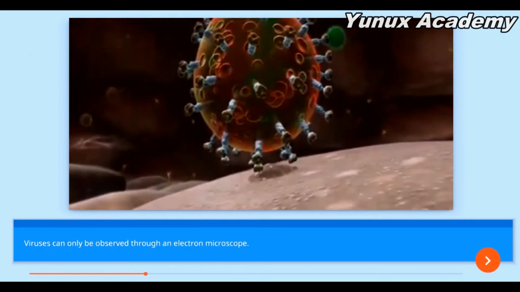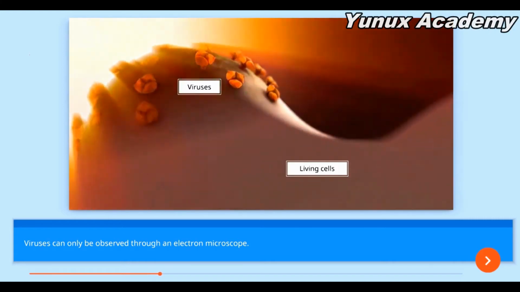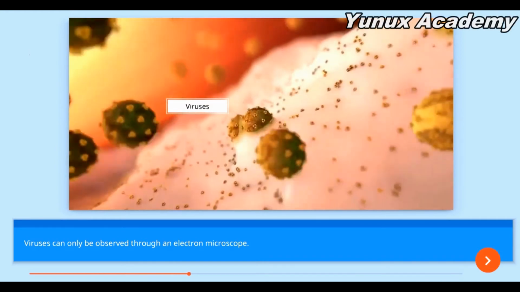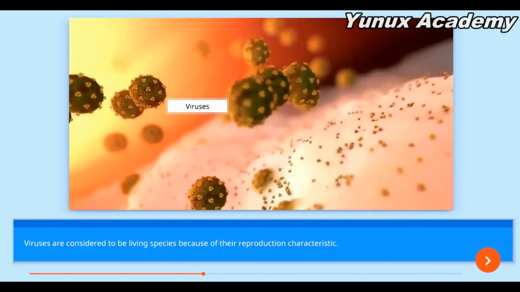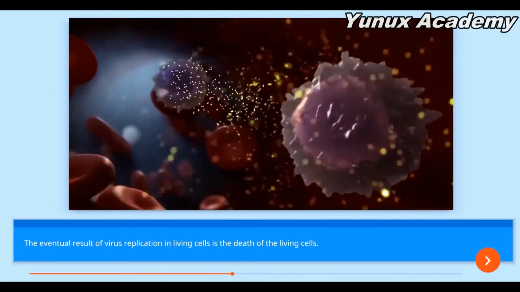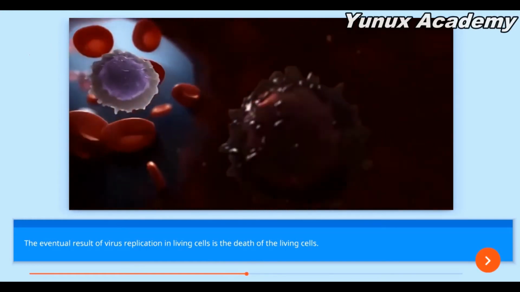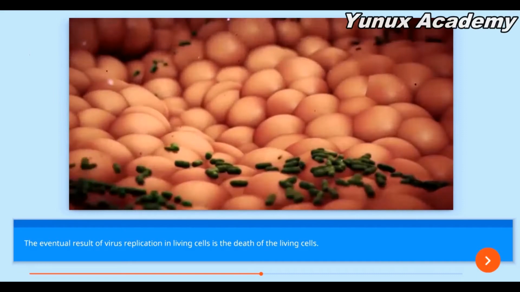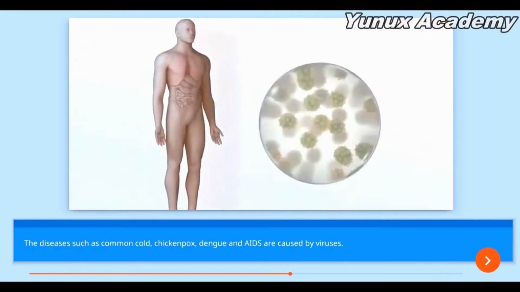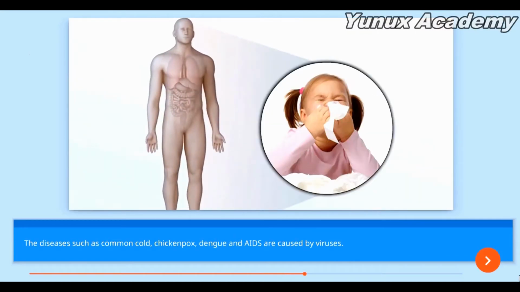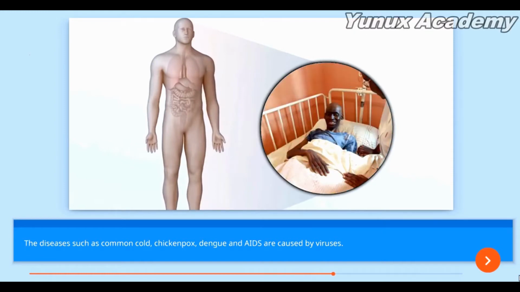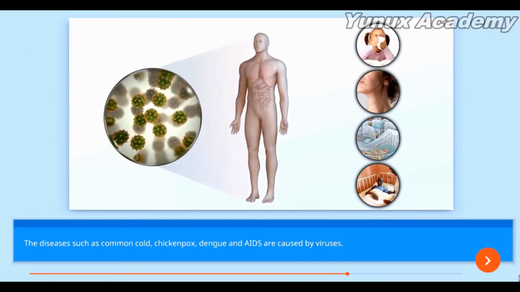Viruses can only be observed through an electron microscope, and viruses replicate rapidly within living cells and produce a large number of viruses. Therefore, viruses are considered to be a living species, because of this reproduction characteristic. The eventual result of virus replication in living cells is the death of the living cells. Therefore, viruses cause very harmful effects to living species. Diseases such as the common cold, chickenpox, dengue, and AIDS are caused by viruses.